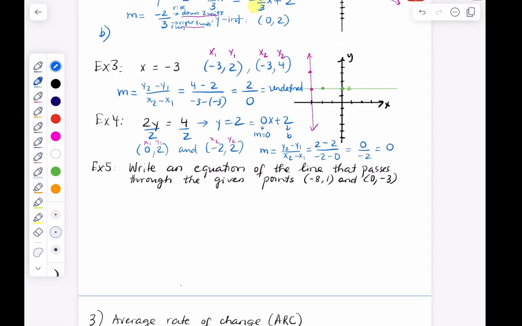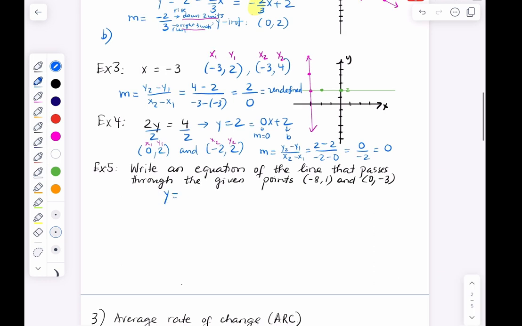Example 5. Write an equation of the line that passes through the given points -8, 1, and 0, -3. Let's first write the slope-intercept form. To be able to write this equation, you need to find two things, the slope and the y-intercept. And after you find the values for m and b, you can just plug them in and write the equation in general form with x and y being the variables. So let's calculate the slope. We already know how to do that.